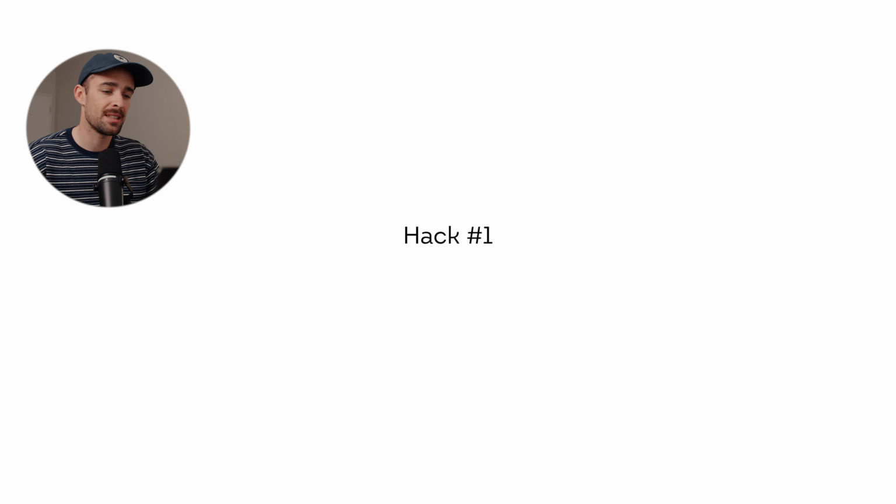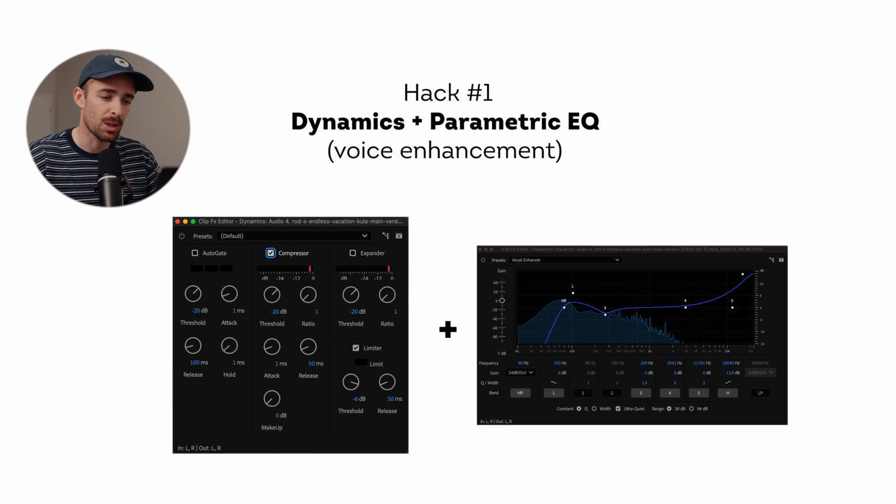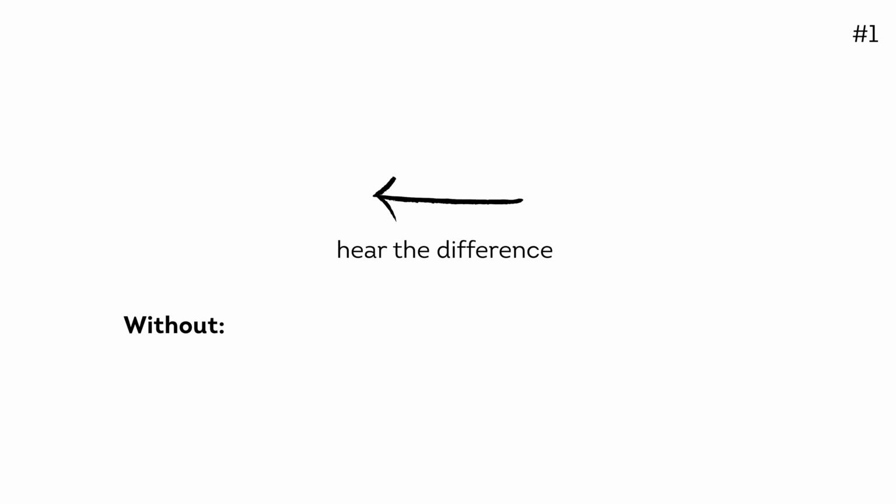Okay, so hack number 1 is adding dynamics and parametric equalizer to your agents or realtors speaking audio. Here is a clip without any of the effects applied.